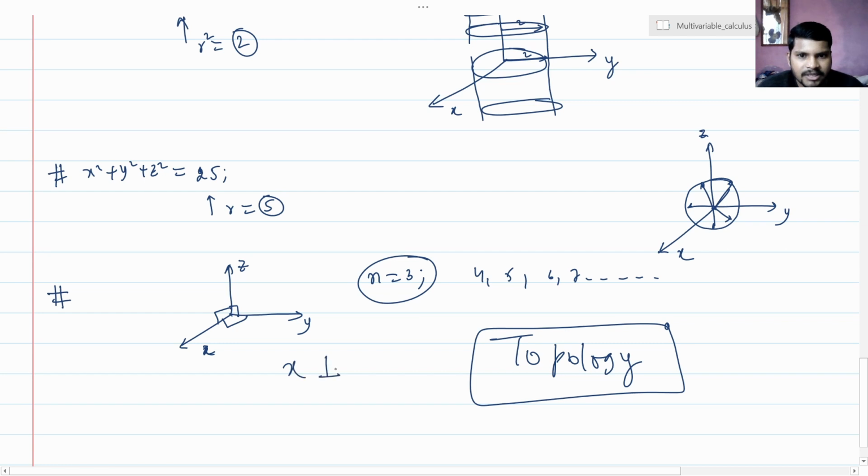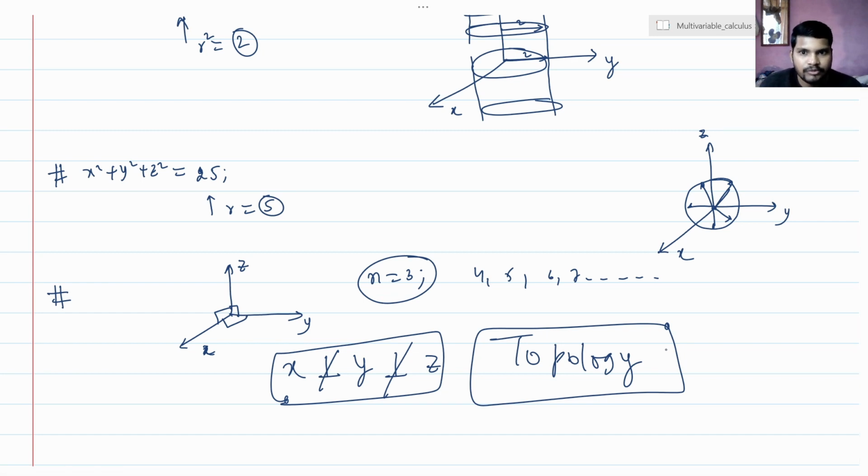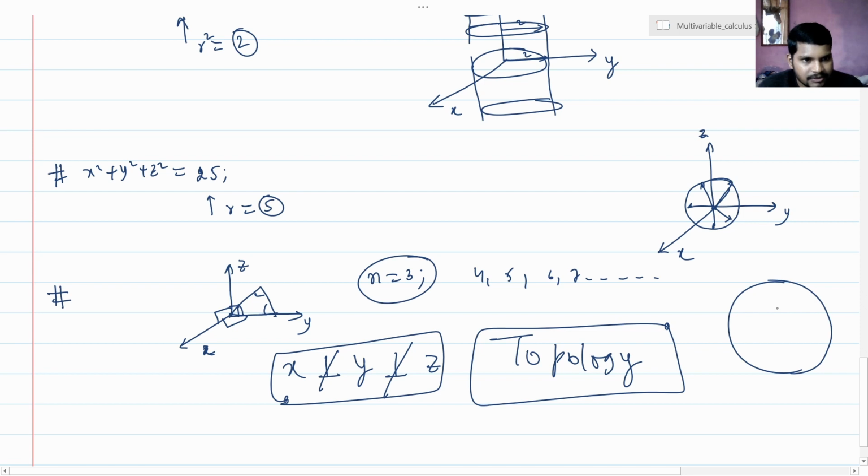Non-Euclidean space does not require the axes to be perpendicular. For example, the surface of a sphere is non-Euclidean, because if you plot a triangle over here, the sum of the internal angles is 180 degrees. But if you plot a triangle on a sphere, it will look like this, so the sum of the internal angles will be greater than 180 degrees, or maybe less than 180 degrees.